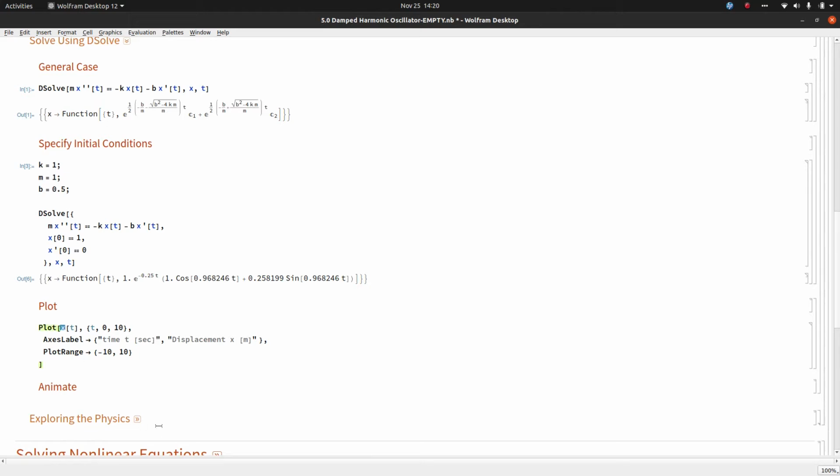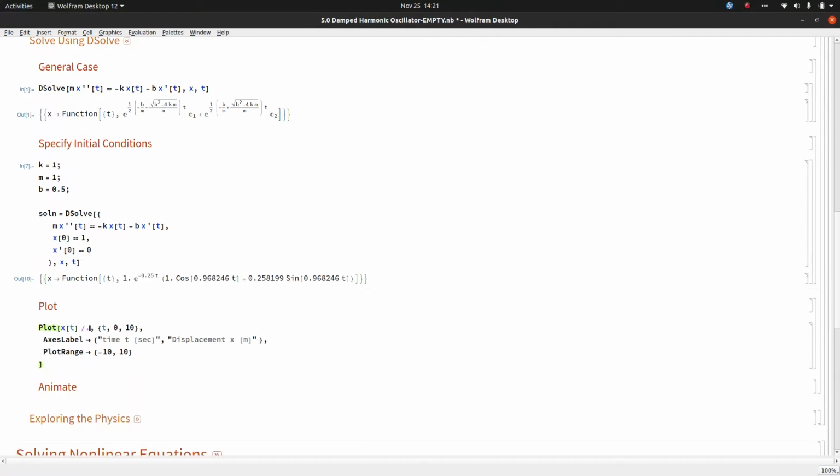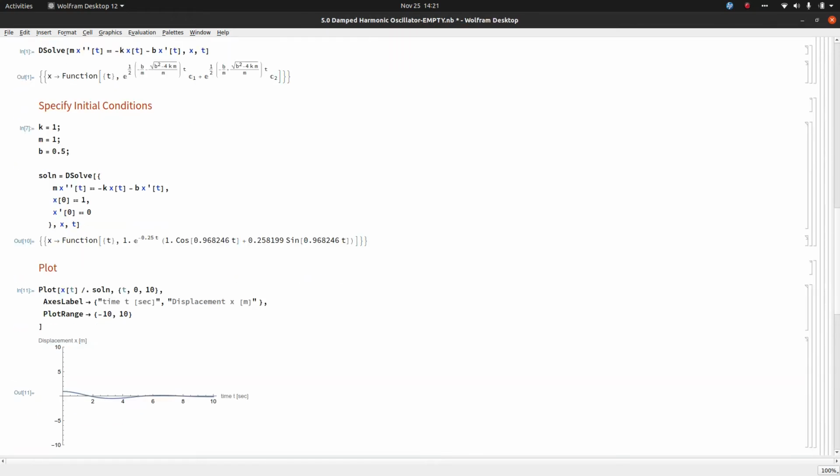Now I got to do a few things. So x of t is not defined. You can tell that because the variable is blue. So I am going to define my solution here to be this function x, which I can replace the x of t in here with that solution. And we should be able to get a graph nice and easy with that.